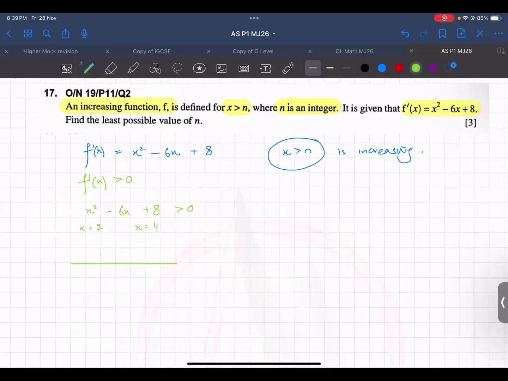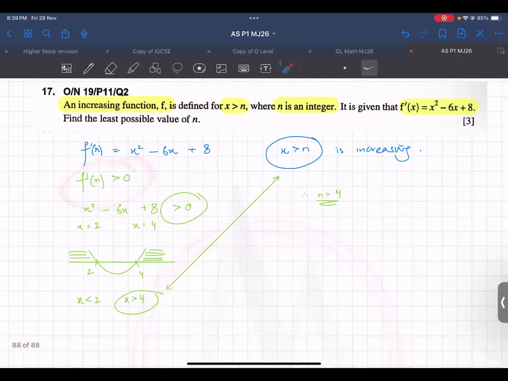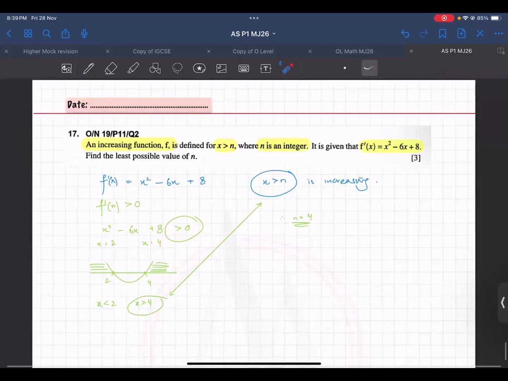And now with a small sketch, this one is 4, this one is 2. Because it is more than 0, you will shade the part which is above. So x is more than 4 and x is less than 2. So which one can you see? This means the value of n is 4. The least value of n is 4. X greater than 4, the gradient, the dy by dx, will always be positive. Okay? Do you get it? Any questions?